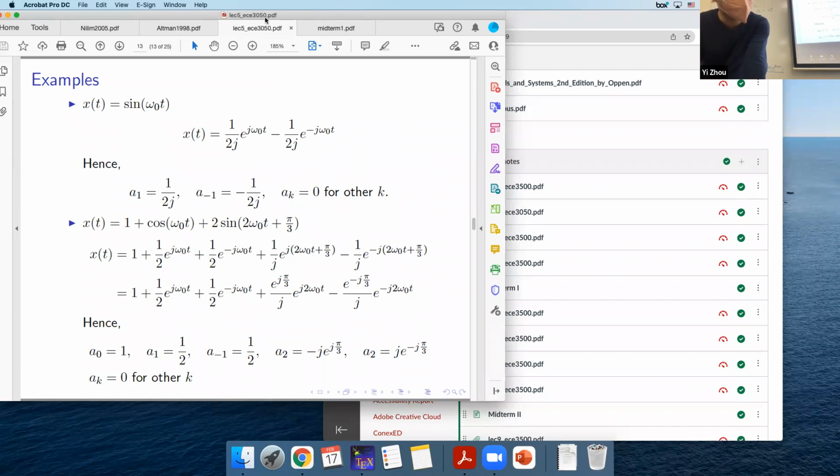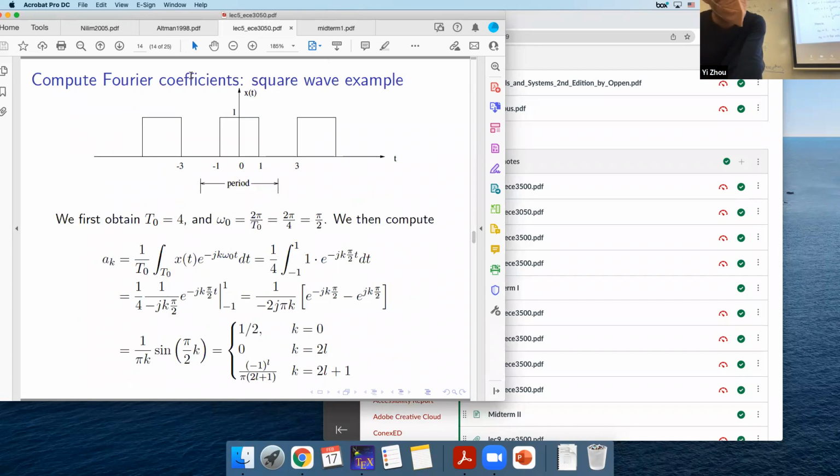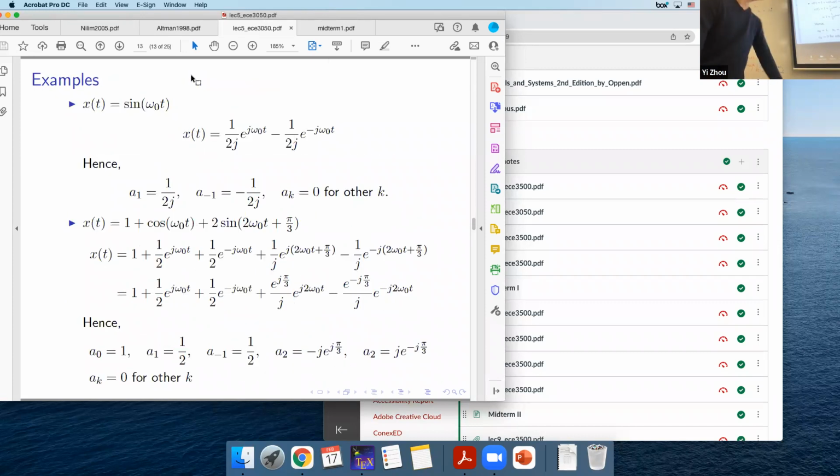And in the last 5 minutes, we can quickly go over this example. So we want to express x(t). Given x(t) as a sine signal, sine omega naught t, we want to find out the corresponding Fourier series.